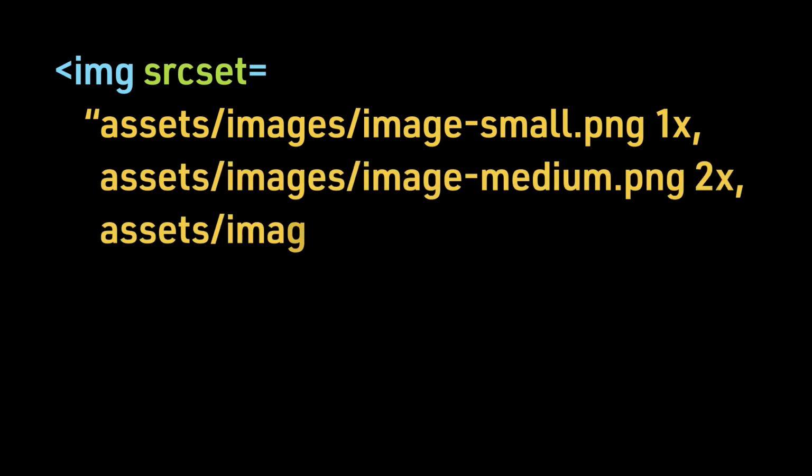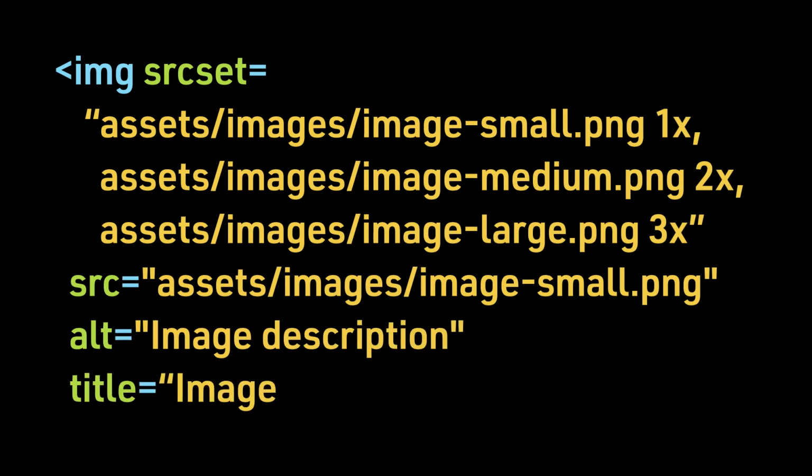In the example shown, we have a source set attribute with 3 options of increasing pixel density. Each option is presented with the URL first and the size second, followed by a comma, except for the last option. The source attribute has the URL of the fallback image, and the alt and title attributes are included as well.